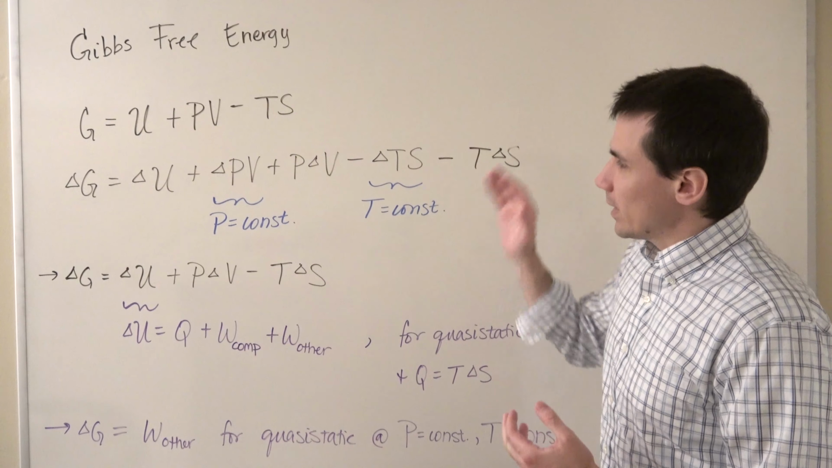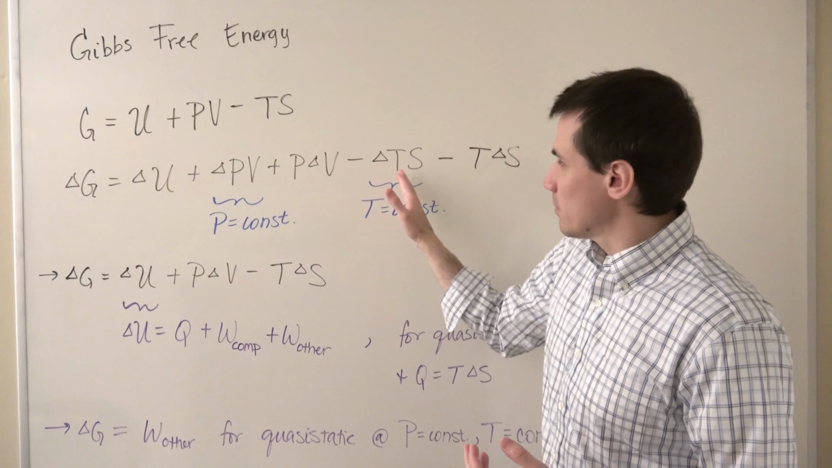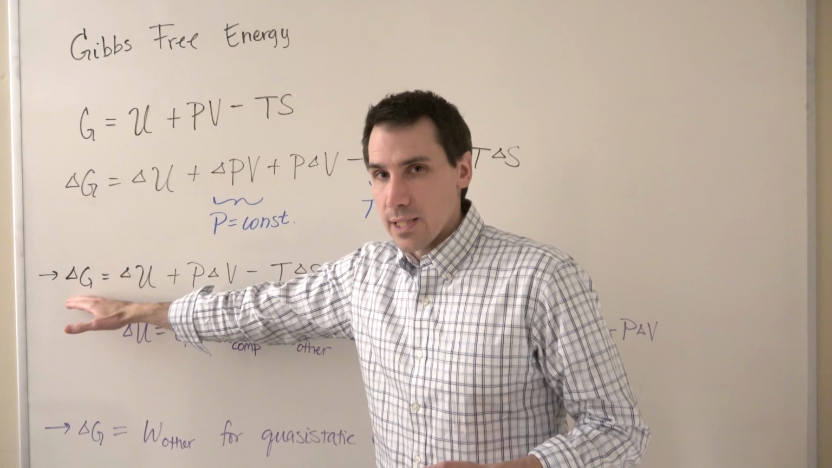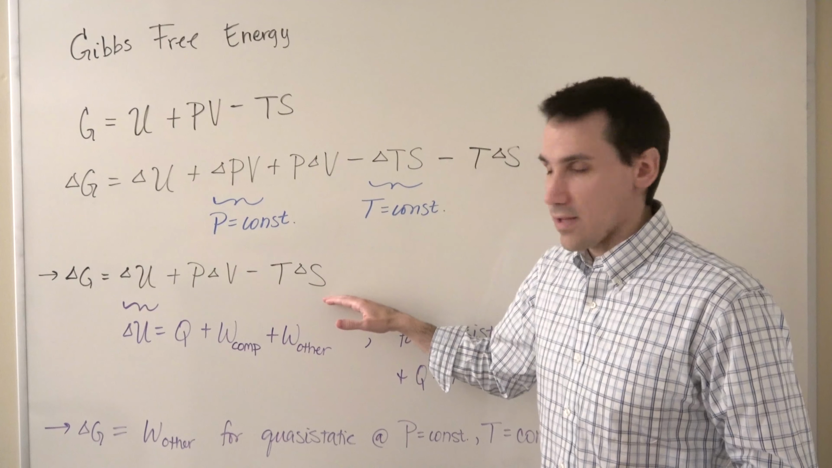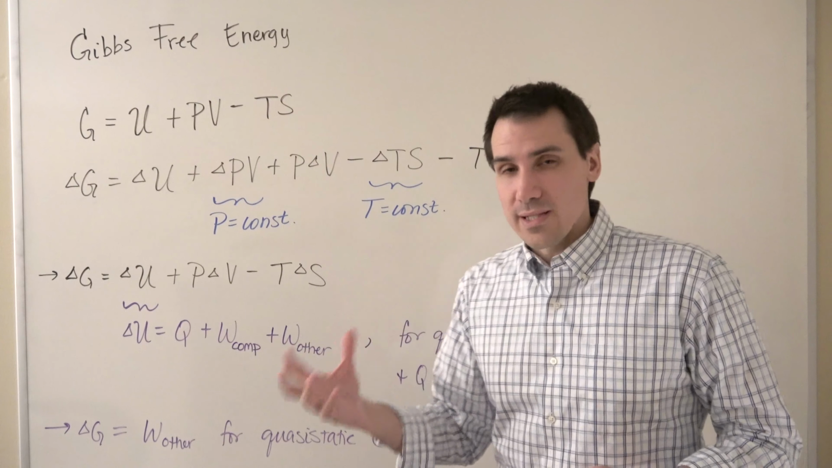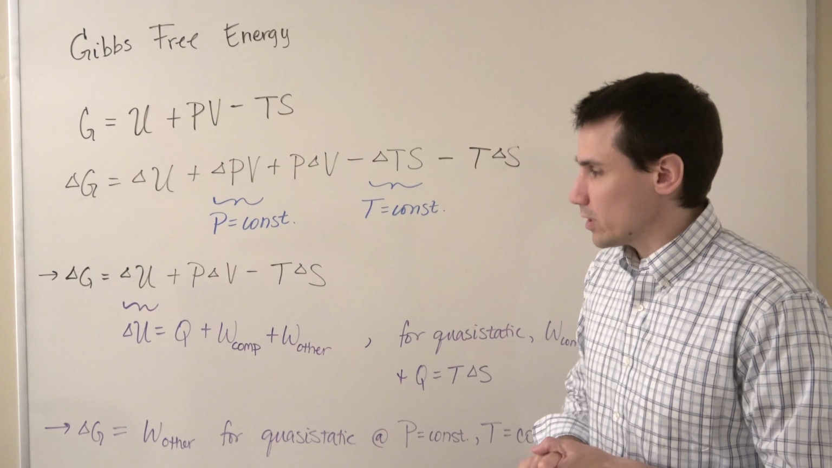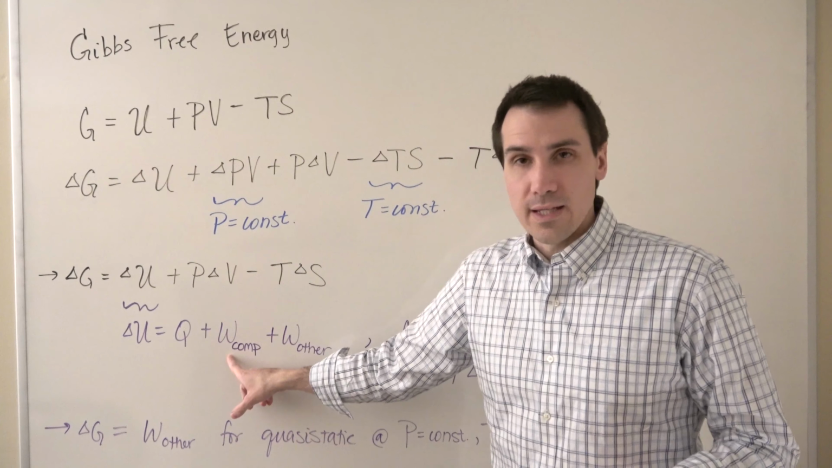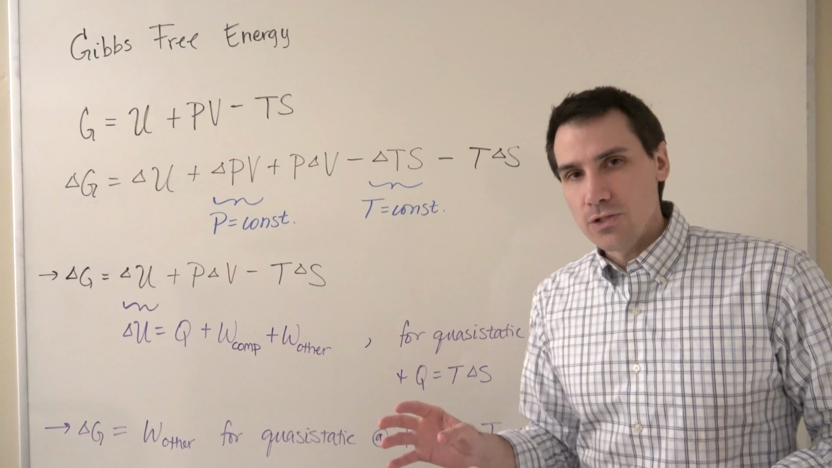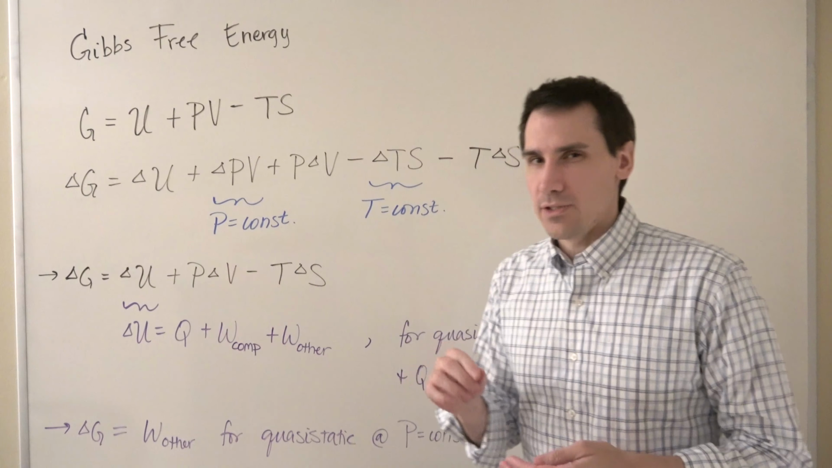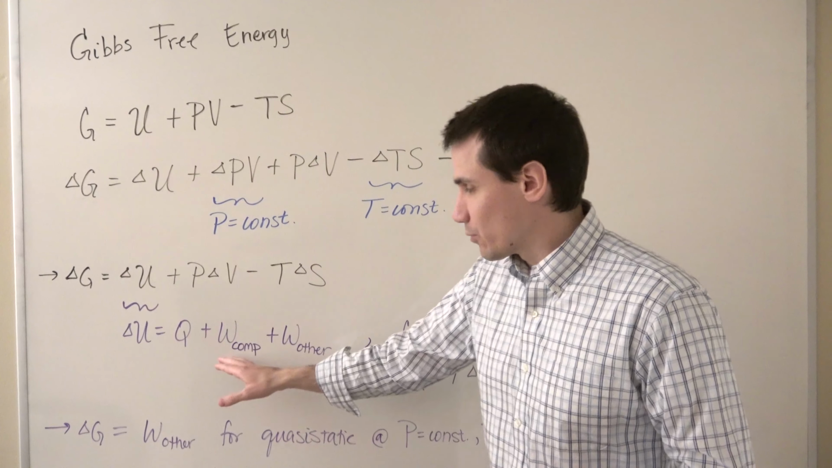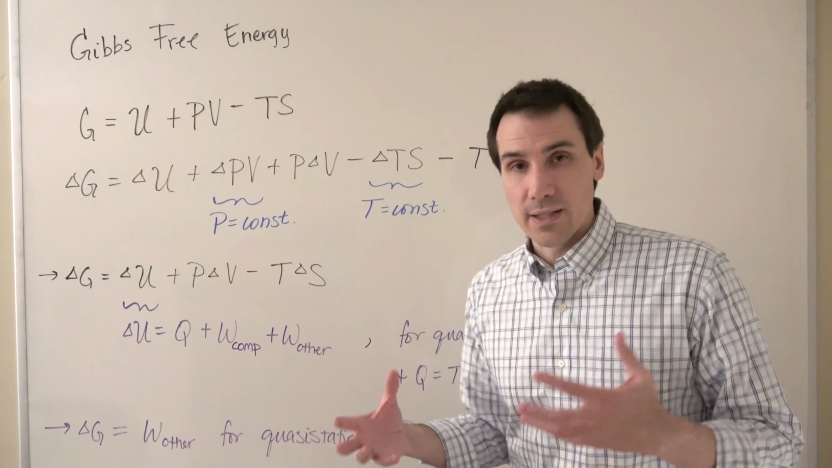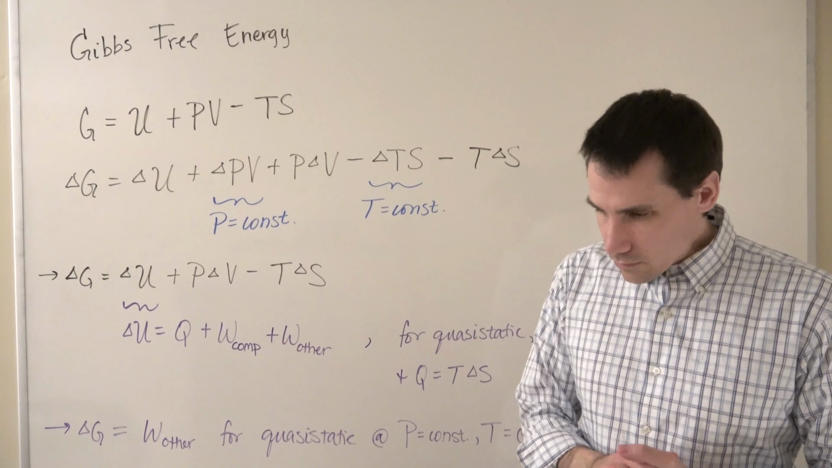Okay, so these two terms are going to be zero because our pressure and temperature aren't changing, which means we can rewrite our Gibbs free energy change as this. Now we're going to use the same trick that we did with the Helmholtz free energy, where we write out delta U in terms of the heat and the work. But now we're going to split our work into two different types. We're going to have the compression work, and we're going to have the other work. So this includes something like electrical work, right?